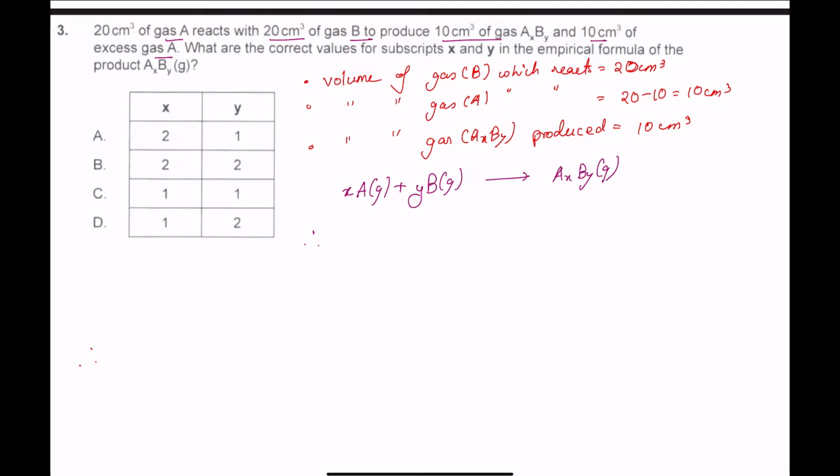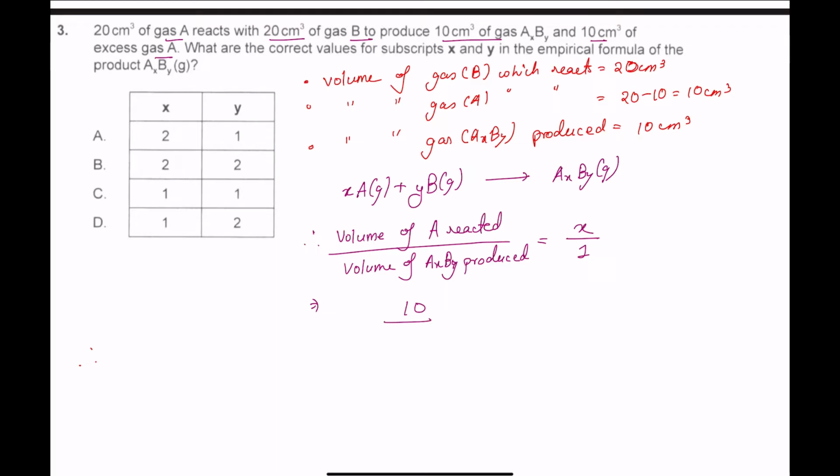So what's the modified stoichiometric ratio? If all your reactants and products are gases, instead of moles in the stoichiometric ratio, you can replace moles with volume. So I can write volume of A reacted by volume of AXBY produced. This would be X over 1, because the coefficient of A is X and the coefficient of AXBY is 1. Now the volume of A reacted, I know the value is 10. Volume of AXBY produced is also 10. So this will be equal to X, so X is equal to 1. Done with the first one.